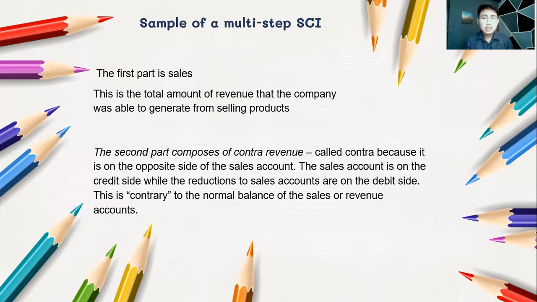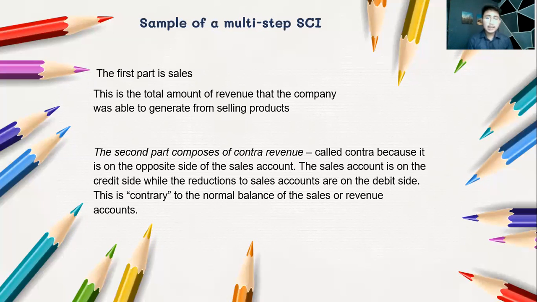Okay? So sample of multi-step SEI. So first part is the sales. Okay, you need to determine the total amount of the revenue that the company was able to generate from selling products. So tandaan, yung pinakita ko kanina is an example of multi-step comprehensive income.